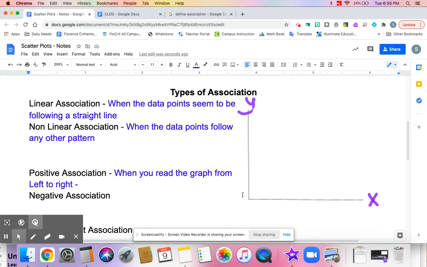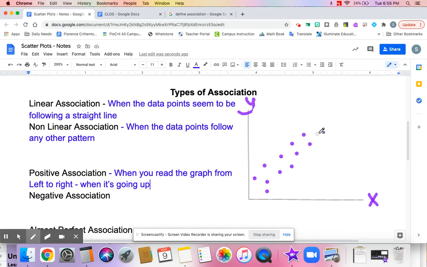And as you start on the left side and move to the right, it's positive if it's going up over time. So for example, it's a positive association if we start and then start going up. It could go up in a straight line like this, or it can even start curving up, but it's still positive because it's going up over time.